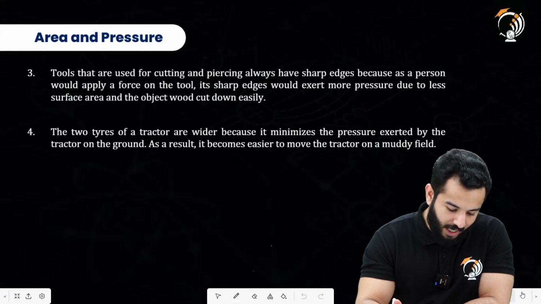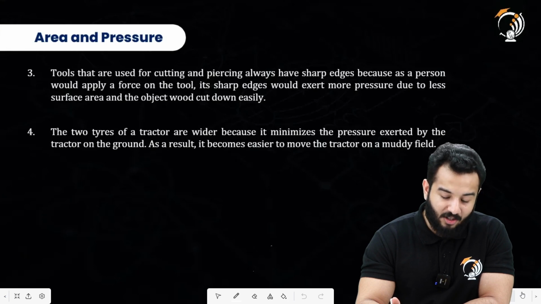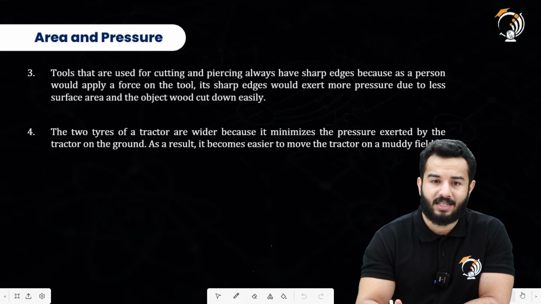The two tires of a tractor are wider because it minimizes the pressure exerted by the tractor on the ground. As a result, it becomes easier to move the tractor on the muddy field. So it depends on what scenario you are talking about.